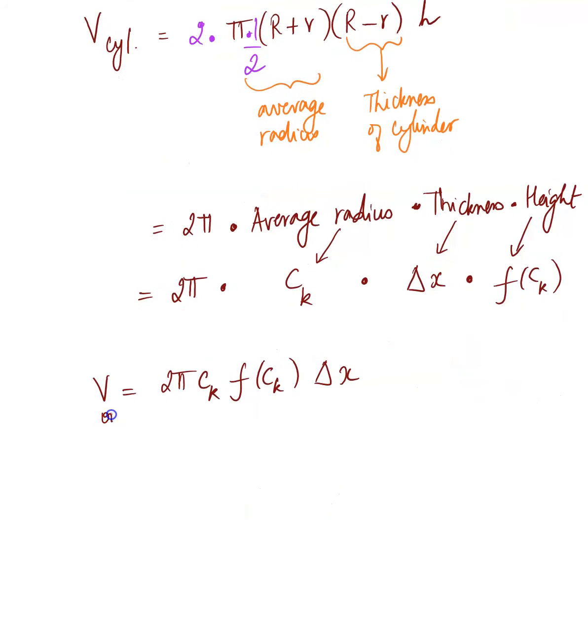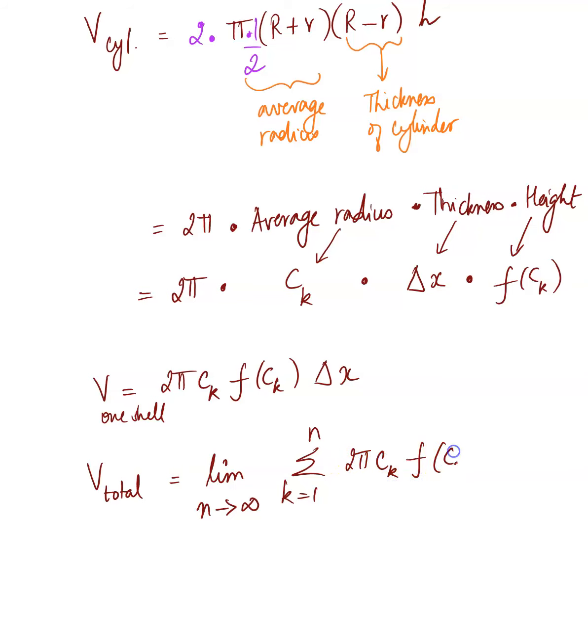This is for one shell. So if you did it for all the shells, then the total volume will be, using the Riemann, again I'm skipping those steps because we've seen this many times in other derivations. So if I added all these shells, the volume of all these shells, and then took the limit of n approaching infinity, that would be the sum of 2 pi ck f of ck delta x.